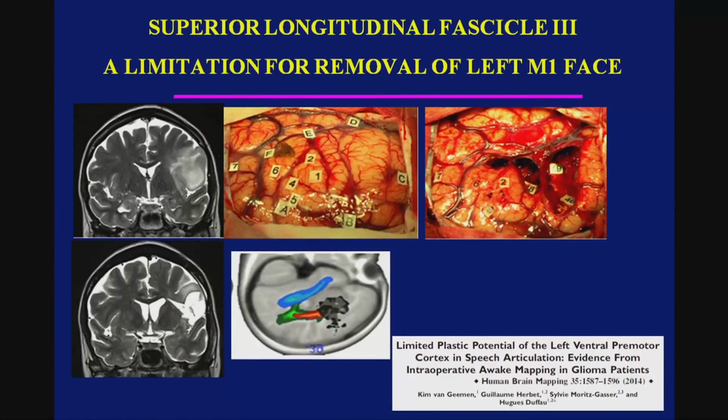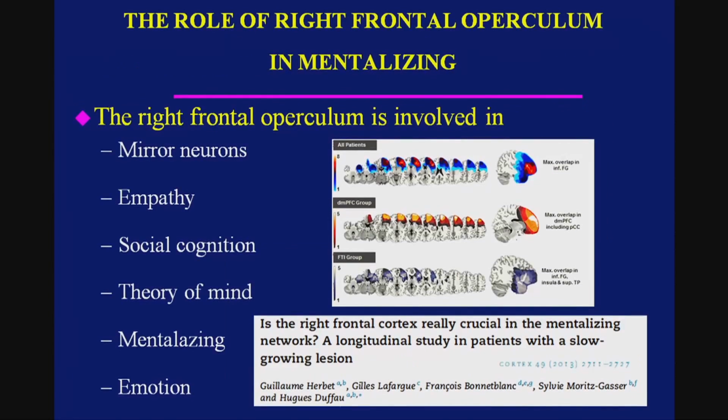So you can go through the supramarginal gyrus, especially in the left dominant hemisphere, and be careful about the lateral part of the superior longitudinal fascicle, SLF3, because if you cut it, the patient will have a complete and permanent anarthria, at least articulatory disorders. So once again, limitation is the connectivity.